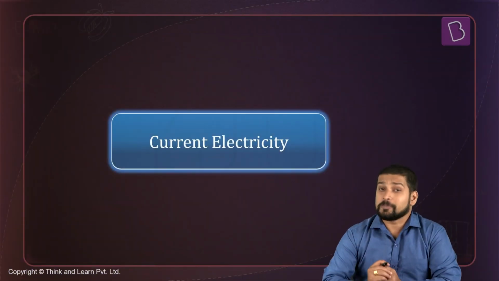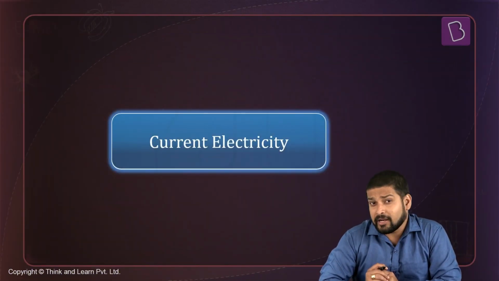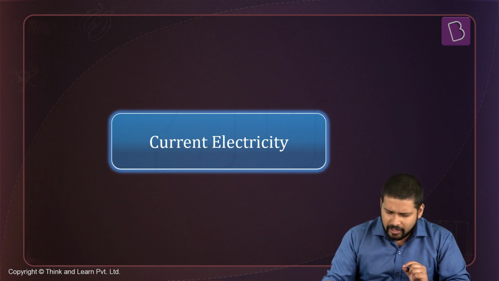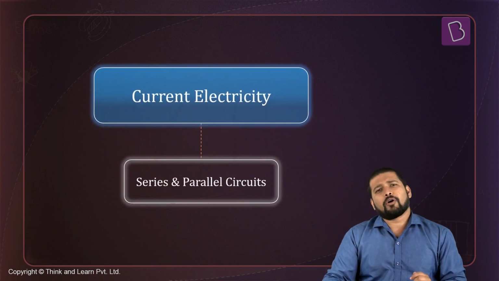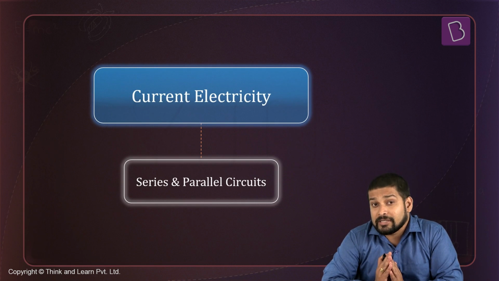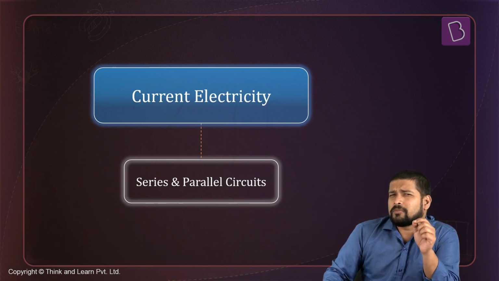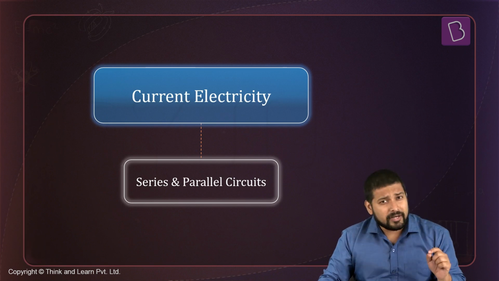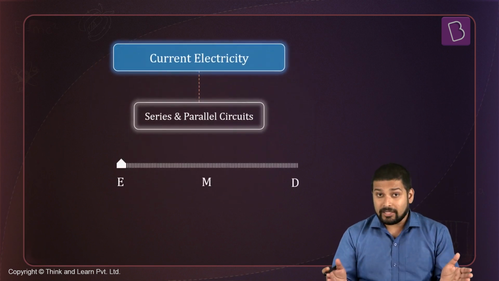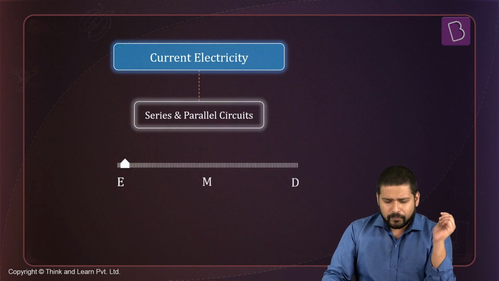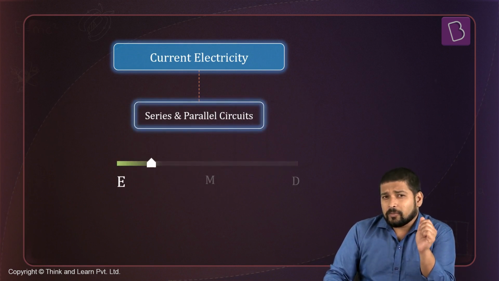Now if I talk about this problem, it is from the topic of current electricity. More specifically, it comes from the subtopic of combination of resistances in series and parallel. If I have to rate this problem in terms of difficulty level, I would rate this as easy, I would say. So let's look at this problem.